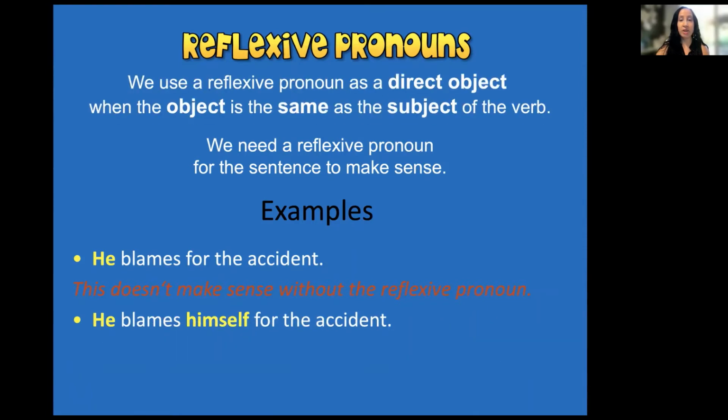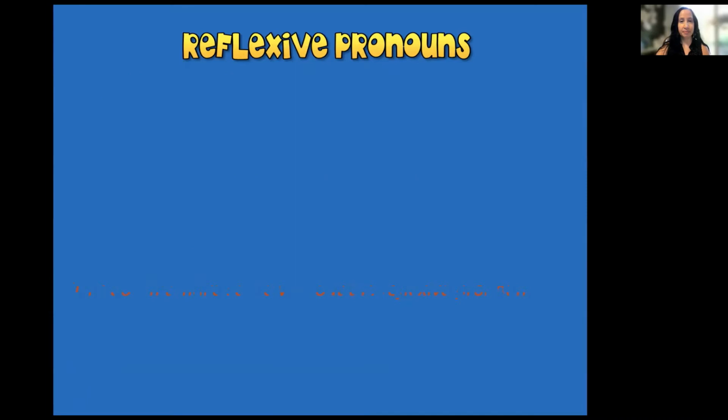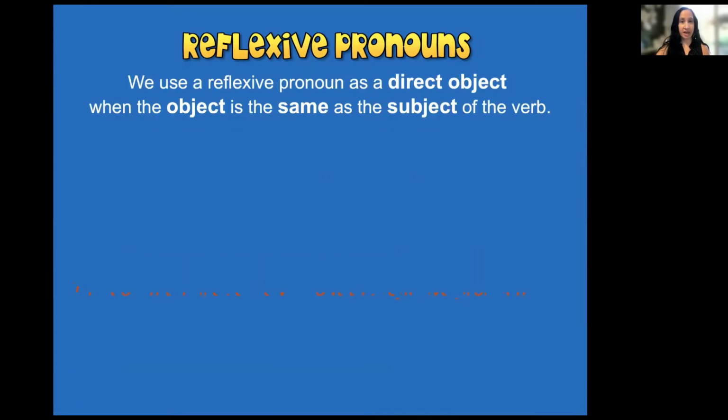We use a reflexive pronoun as a direct object when the object is the same as the subject of the verb, okay? So again, we use a reflexive pronoun as a direct object when the object is the same as the subject of the verb. Some examples and use.